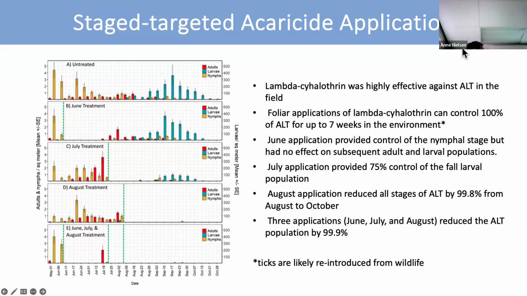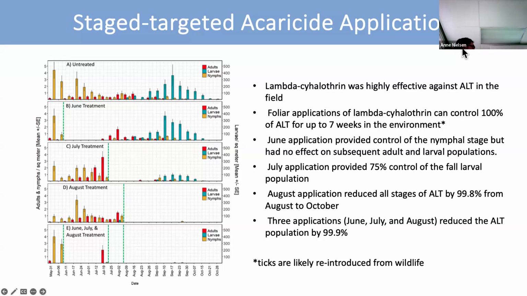effective, which was expected. Now, foliar applications of lambda-cyhalothrin control 100% of ALT for 7 weeks in the environment. That happens in all studies, and we think that after those 7 weeks, what happens is that ticks are likely reintroduced from animals into that area again.